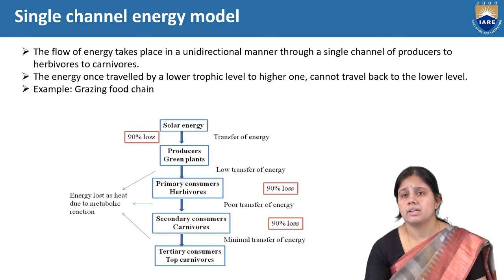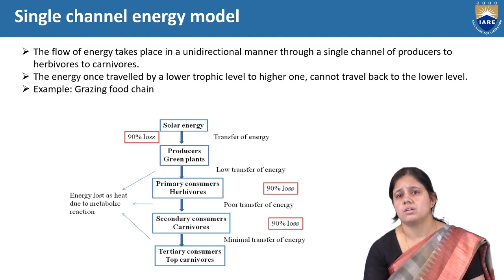Some organisms are doing excretion, respiration, and heat loss, all these activities. In these activities they consume some energy, and they provide only 10% of the energy to their next trophic level. Primary consumers are herbivores. Herbivores transfer very little energy to the next carnivores, and the minimal transfer of energy is at the top carnivores. Top means only 10% energy they will provide to the carnivores.